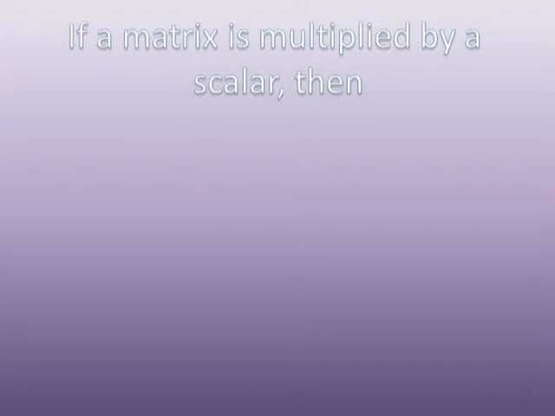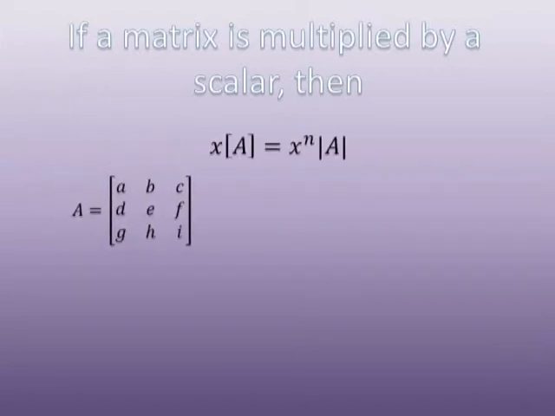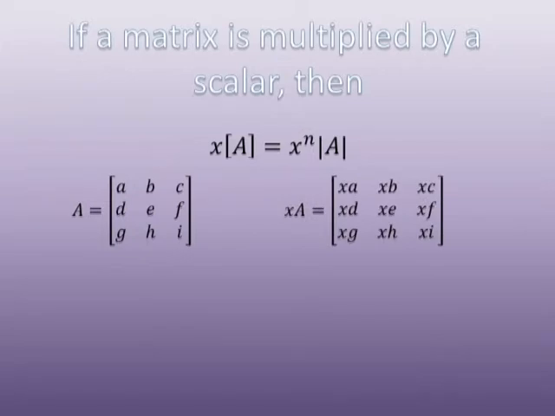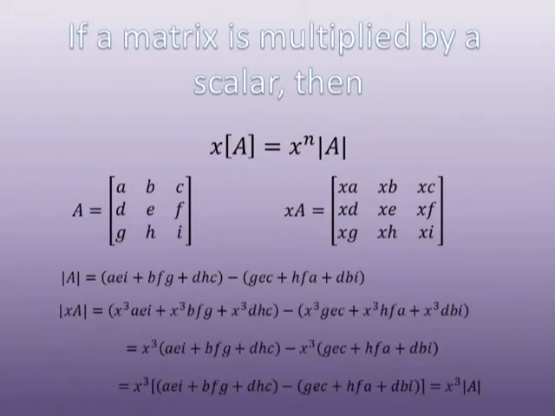If a matrix is multiplied by a scalar, the result is the scalar to the nth power times the determinant of the original matrix. To prove this, take the determinant of the scaled matrix. Factor out x to the third, and the result is x to the third times the determinant of A.